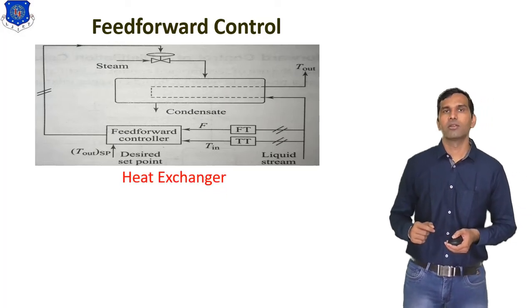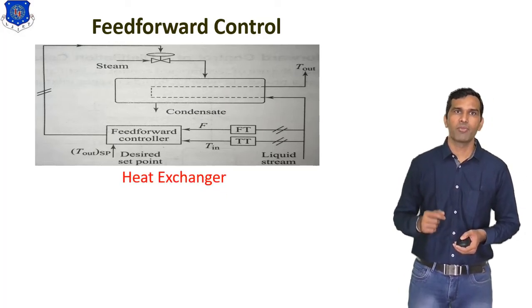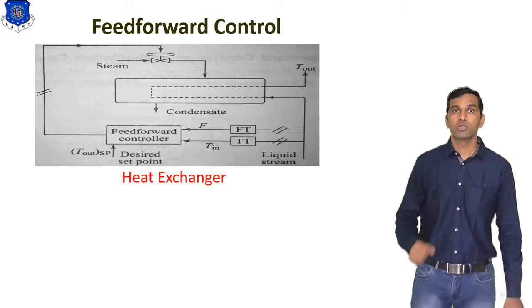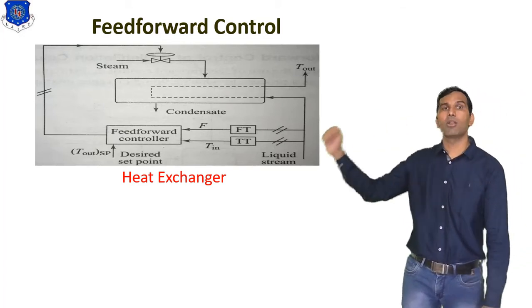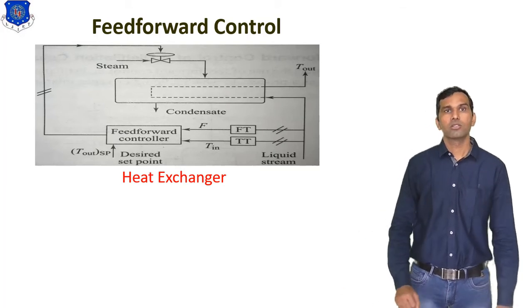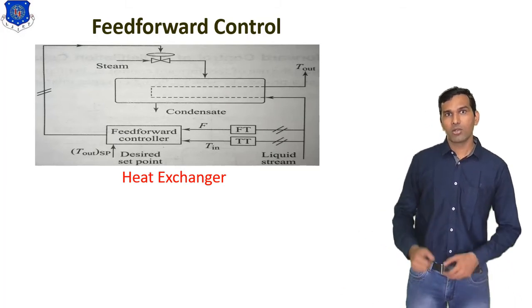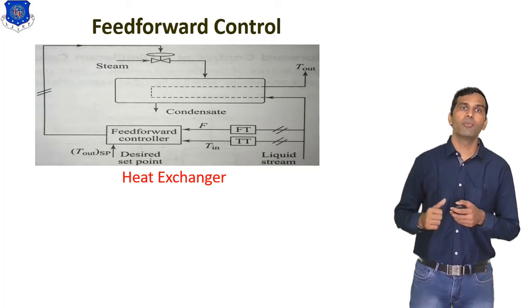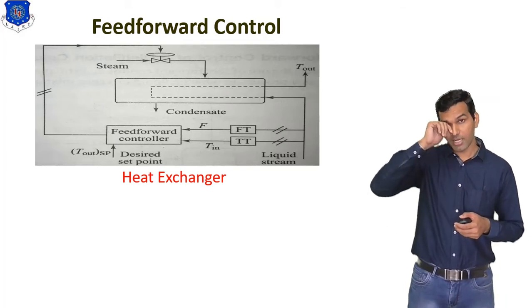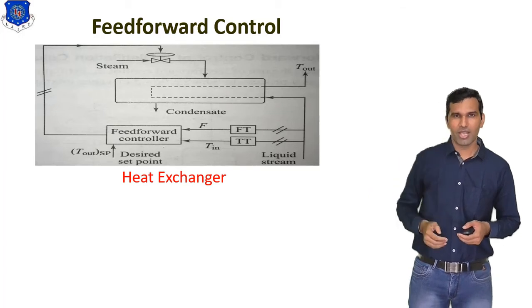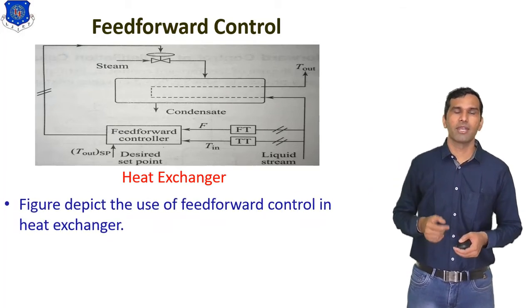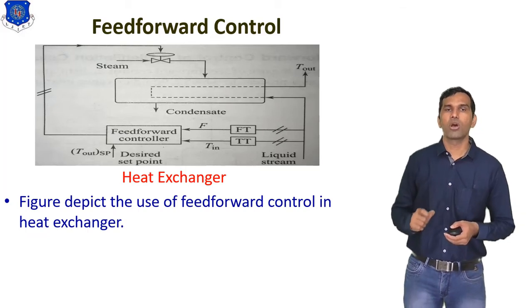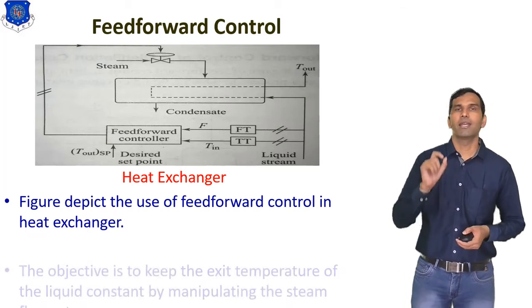Now we understand the feed-forward control system by using one example. Here we have taken the example of the heat exchanger. How we can control the heat exchanger by using a feed-forward control system, we can understand here. You can see this is the example of the heat exchanger. The figure depicts the use of feed-forward control in the heat exchanger.